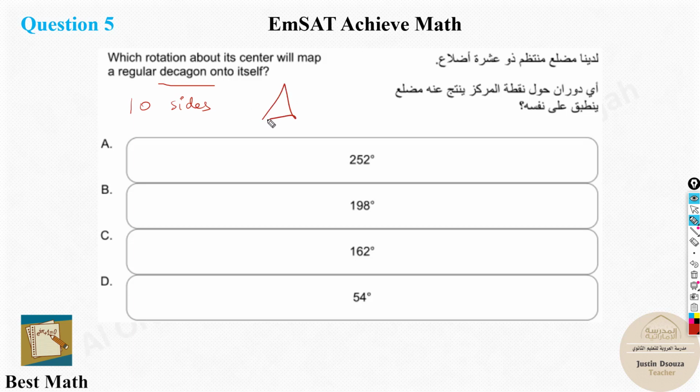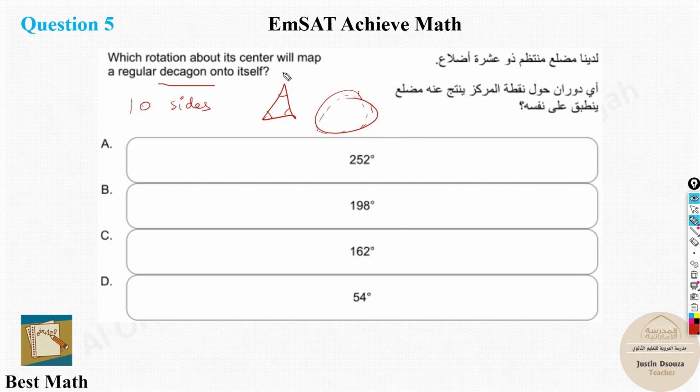Now, if it was, say, a triangle, what is the total? How would I find the angles over here? I could understand this would be 60, 60, 60. Now, the best way would be to understand a circle. If you have 10 sides, this would be made into 10 sides. So you need to move one side and it will map onto itself.